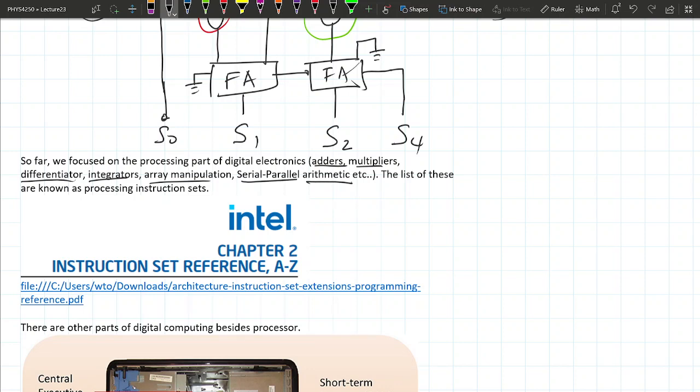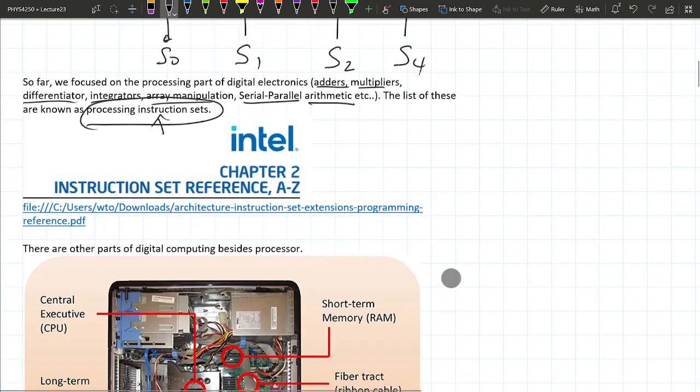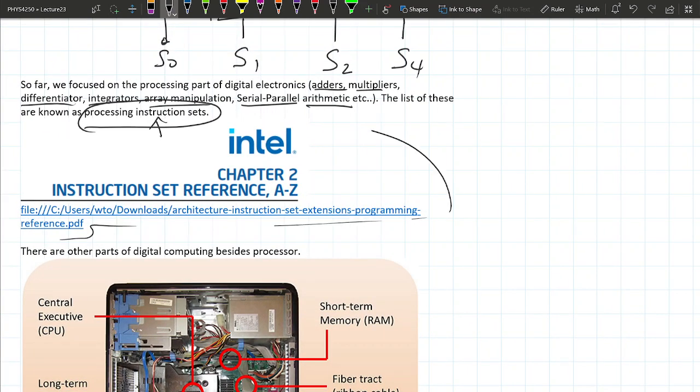And all of these different types of instructions that you're sending to your circuits are known as instruction sets. Anyone heard of that before, especially the CS people? It's almost like assembly language, but not quite. So the instruction set for each brand of processor will be different.